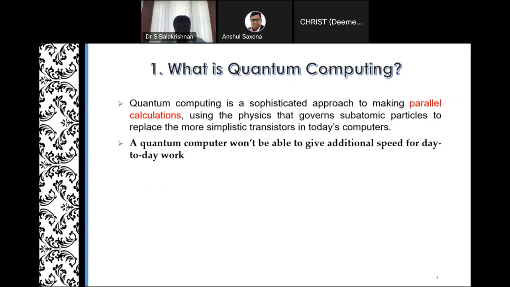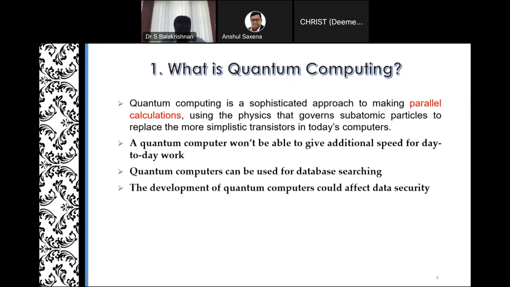Occasionally, it may be slower. Quantum computers can be used for database searching because they can search many paths at once, thus greatly reducing the searching time. And next, the development of quantum computers would affect data security.